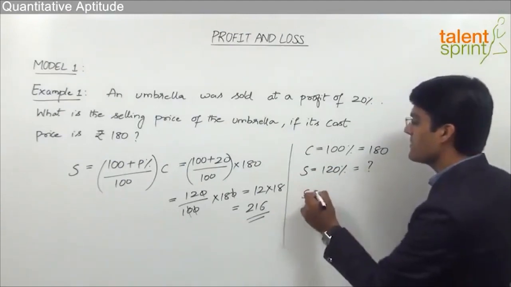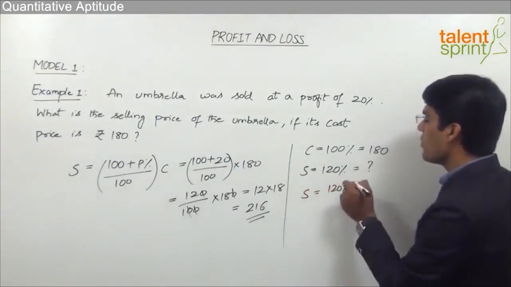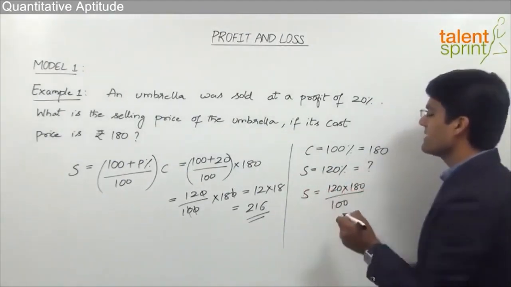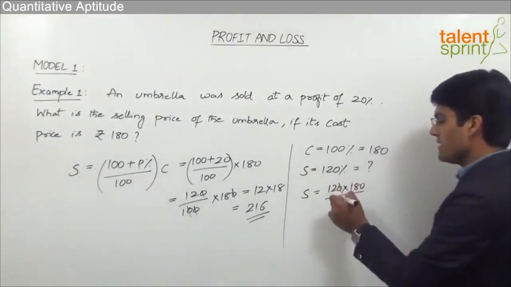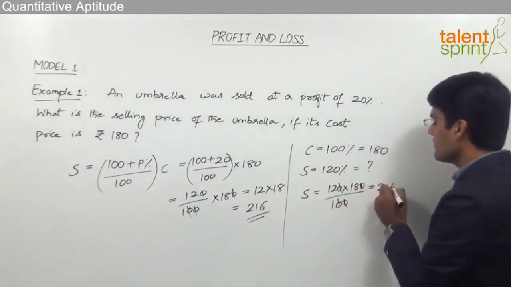And this 120% is equivalent to what has to be calculated. So here the selling price can be taken as 120 into 180 divided by 100. That is nothing but the cross multiplication. Again here the zeros get cancelled and the answer will be 216.